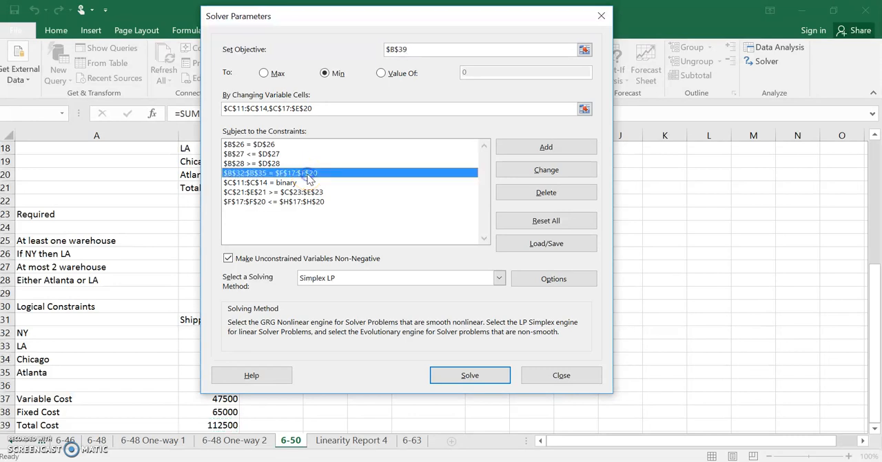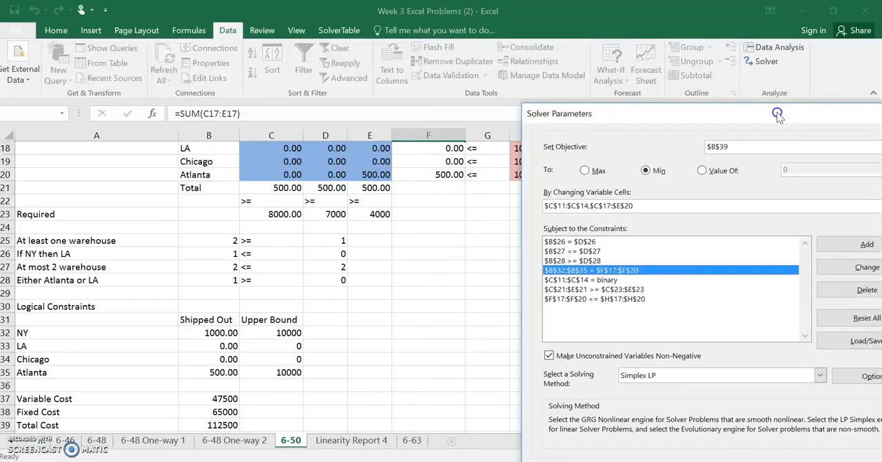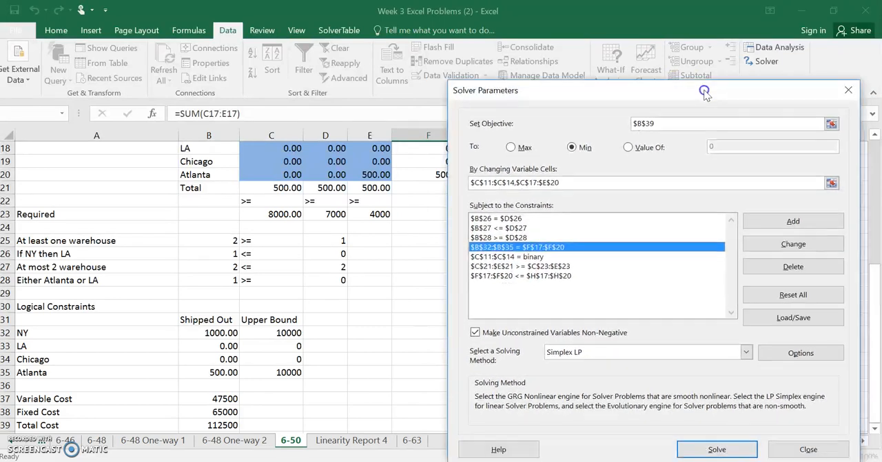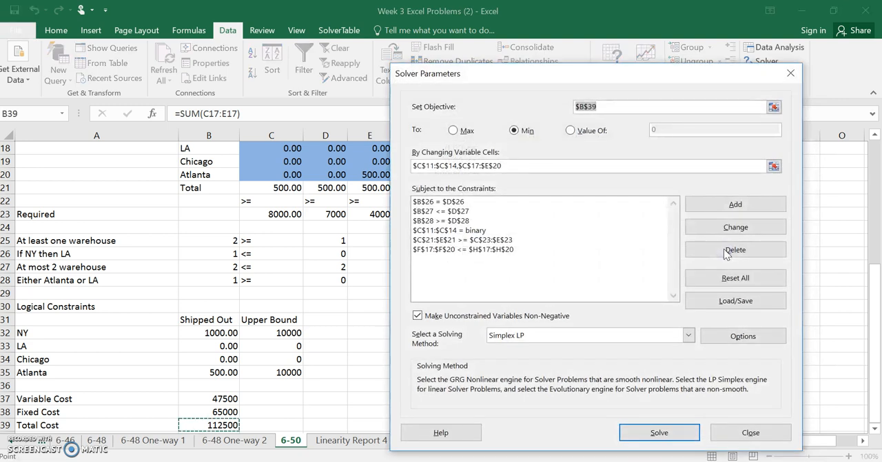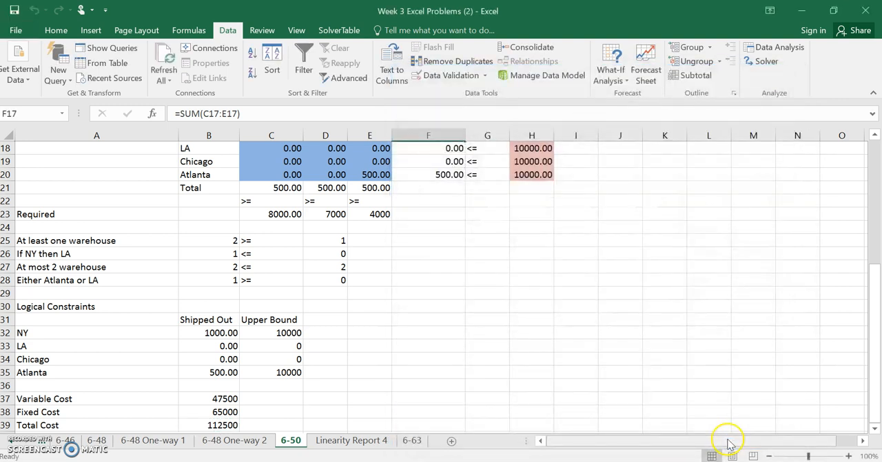Okay, yeah, so I think we can actually take this one out if the F17 constraints are in, and they are. Okay, yeah, so these constraints are duplicated, and I'm sure that's got to be causing issues. So I'm going to go ahead and take that one out. Just close solver back out.